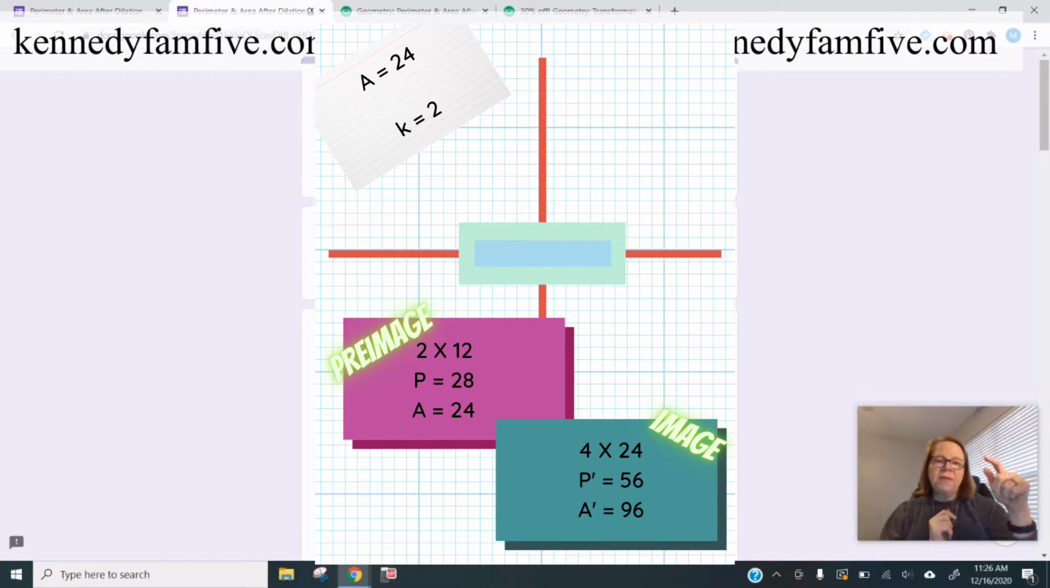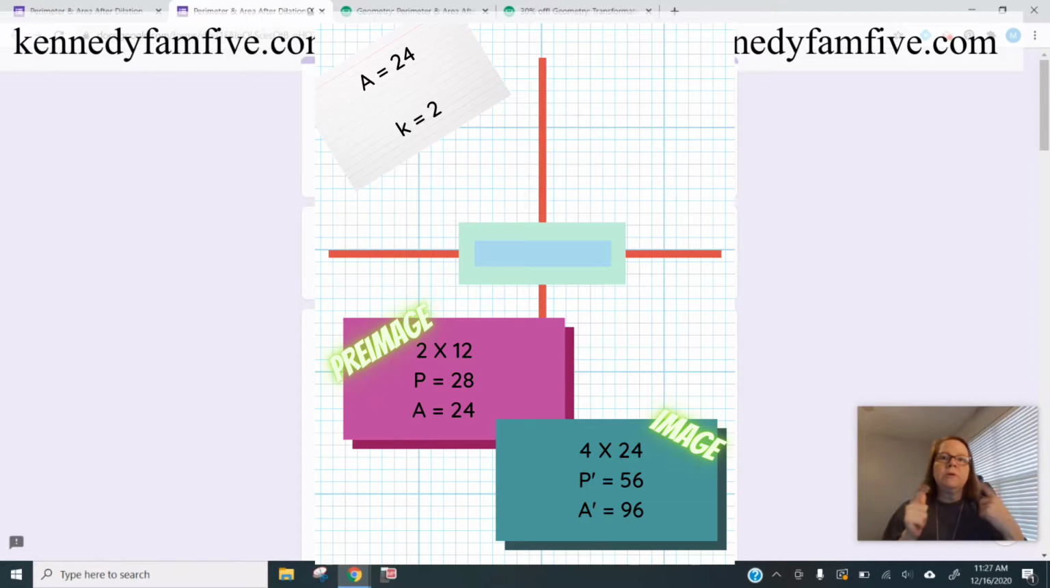We had them also find the perimeter. Once they had chosen their rectangle pre-image, we had them find the perimeter of that as well. And then we had them do the dilations in the way that they had been taught the previous day, just to multiply each coordinate point by the scale factor. And so they did that, got their dilation, plotted those points, and then they found the new perimeter, the perimeter prime, and the new area, or the area prime.